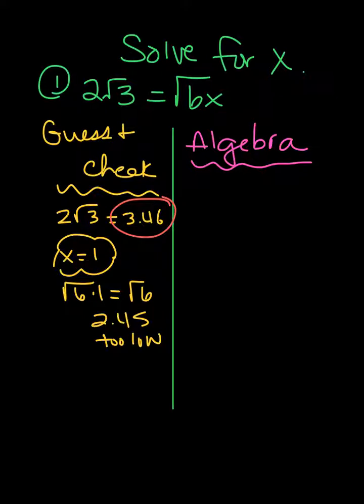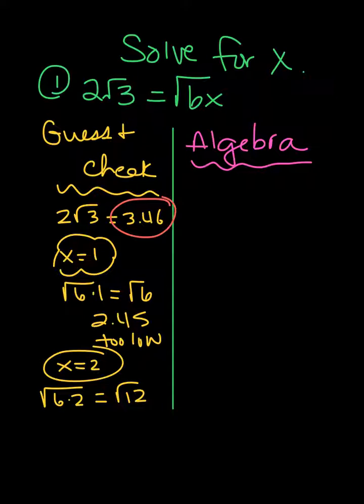So I can go right to 2, or I can jump to 3 or 4 and then back the numbers down if I need to. But 2.45 and 3.46, they're pretty close. So I'm going to go to the next number of 2. So I have the square root of 6 times 2, which gives me the square root of 12. I put that in my calculator, and I do get 3.46, which is what I wanted here. So my answer there is x is equal to 2.